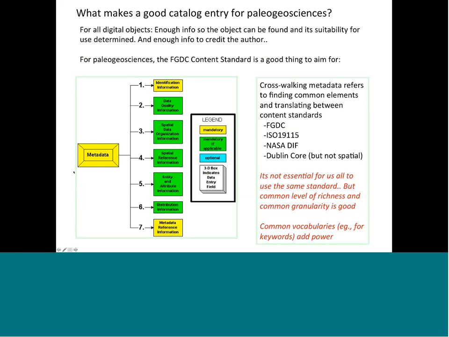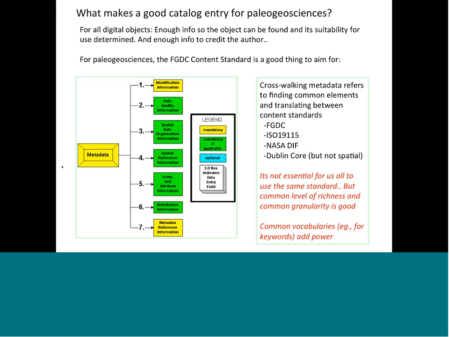For the paleogeosciences, where many of the data sets are geospatially referenced, in other words, they refer to samples that have a latitude and longitude, the FGDC content standard is a good thing to aim for. And I just want to draw your attention here to the FGDC standard for metadata's 7 elements. There is an element for identification information, an element for data quality, 2 elements related to the spatial data organization and the reference. There is information related to entities and attributes, what was measured. There's information on the distribution of the data, how to get the data, and there's information on how the metadata was created.